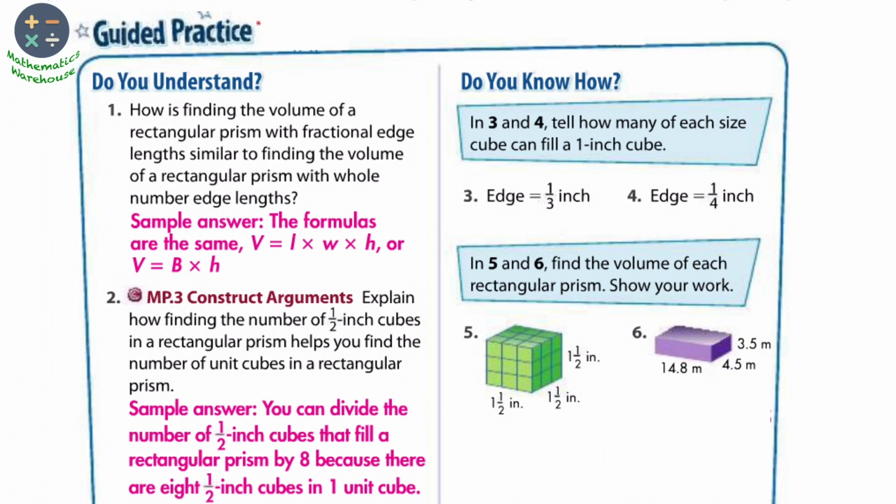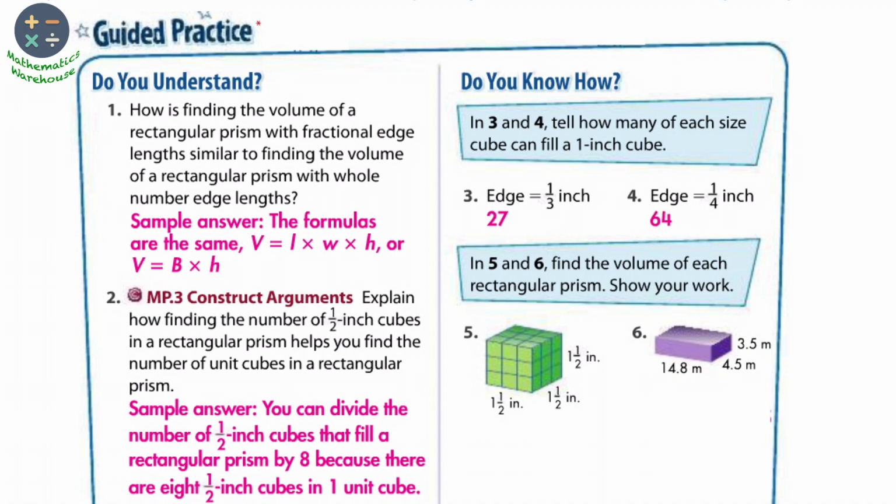In 3 and 4, tell how many of each size cube can fill a 1-inch cube. Number 3, edge equals 1/3 inch. 3 times 3 times 3 equals 27. So the answer is 27. Edge equals 1 over 4 inch. So 4 times 4 times 4 equals 64. So the answer is 64.